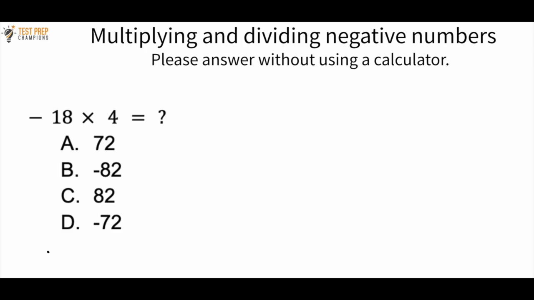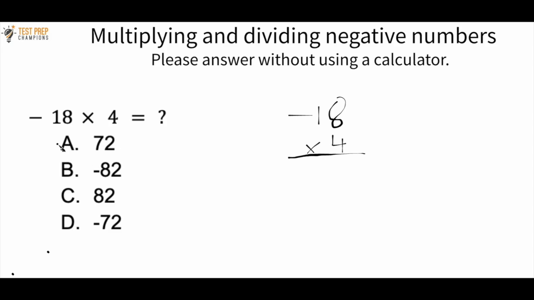Okay, so the first thing that I like to do for questions like this is to stack the numbers on top of each other like this. But the second most important thing to do in this case, in my opinion, is to think about in advance, is the answer going to be a positive or a negative number? All right, and since we've got a negative number multiplied by a positive number, we know that the answer is going to be a negative number.